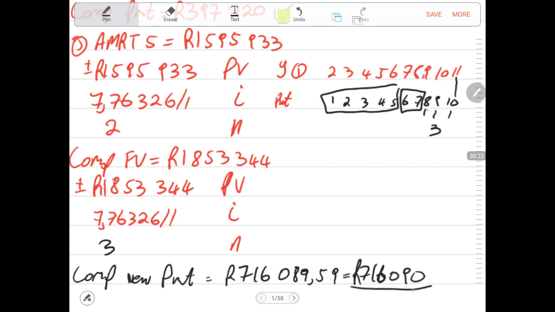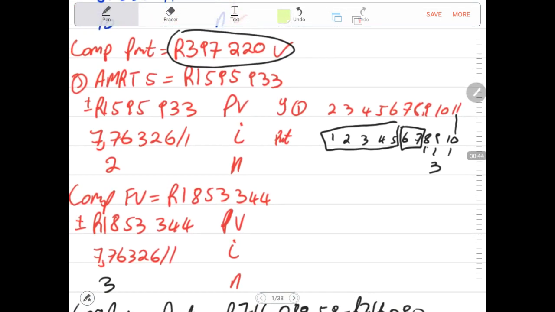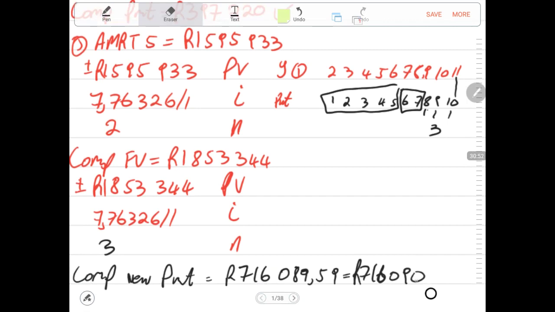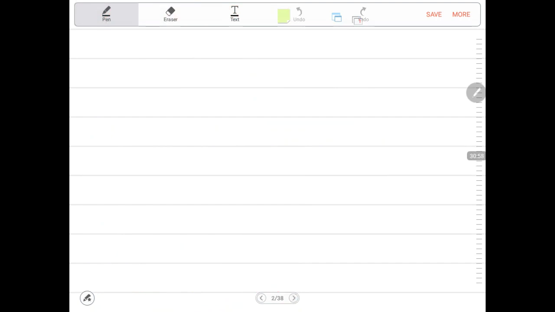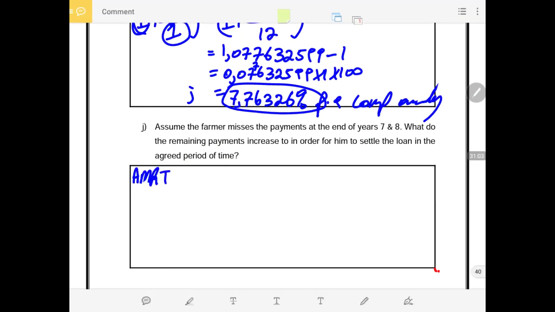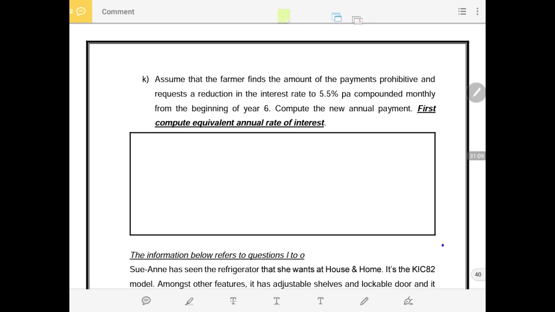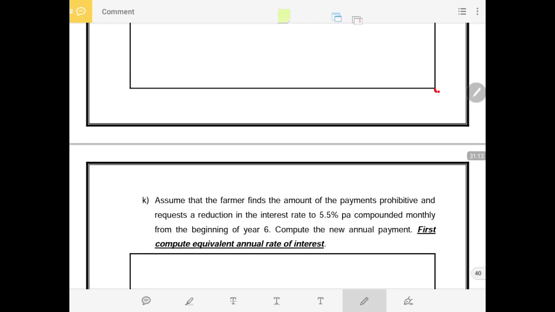So now this will be the amount that he needs to pay monthly. Previously, he was supposed to be paying 397,220, but now the payment has doubled. I'm not sure if the farmer will manage to pay such a lump sum for the next 3 years if you even missed 2 payments. Now that was another requirement that we have responded to, which was requirement number J. So now we go to K. Then K is the last one, very lovely one.